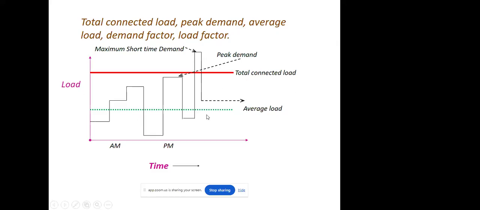By this we come to know what is the total connected load. This is average load, and somewhere our rating will be in between these two, average and total demand or peak demand. We have to take a call, we have to calculate it, we have to see the data, we have to see the logbook, and depending upon that, we have to select the rating of the TG set.